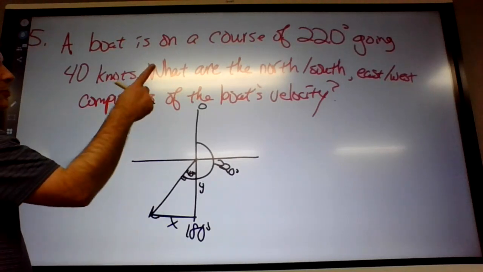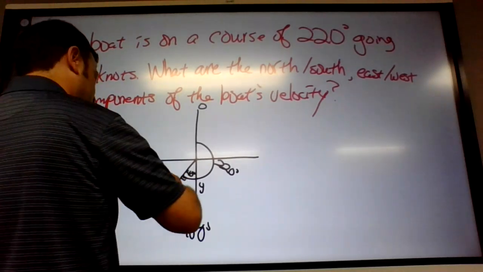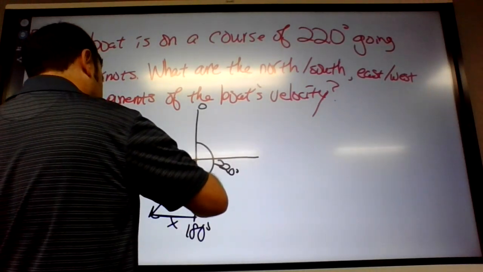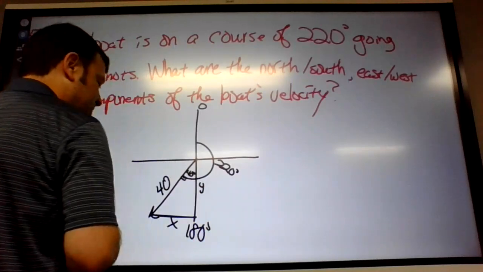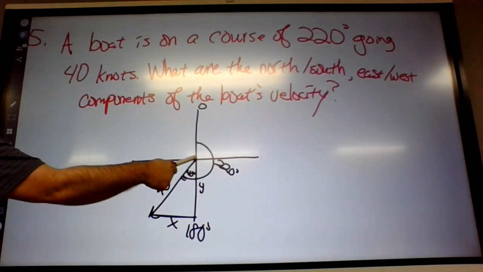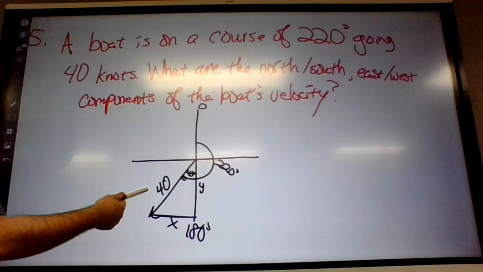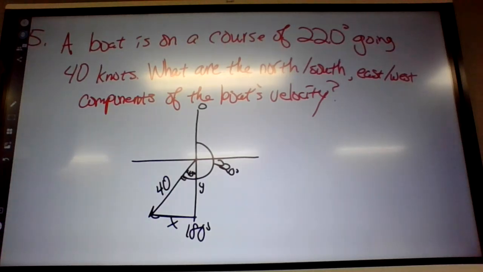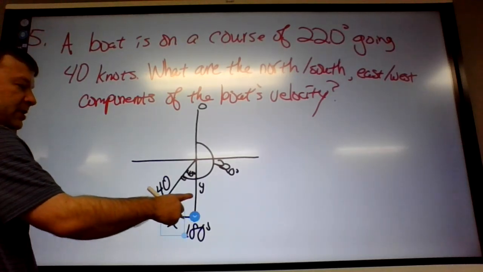Okay, it said the boat was going 40 knots. That's kind of like not miles per hour, but not quite. It's a speed though. But that's basically the magnitude of this vector. It's speed in this case. So, how am I going to find X? How am I going to find Y?